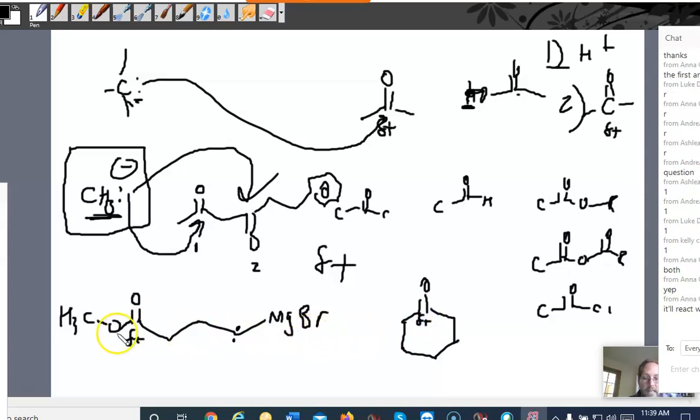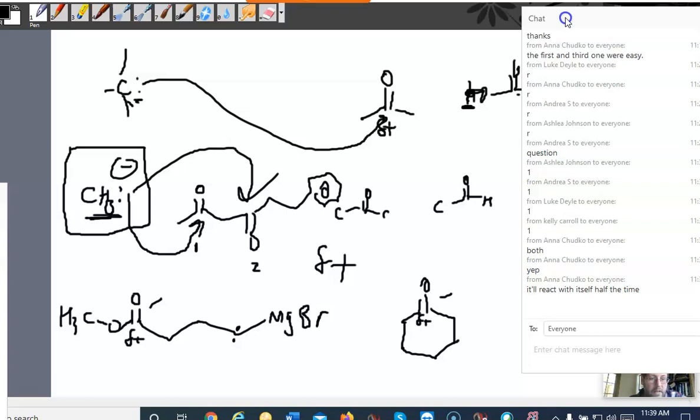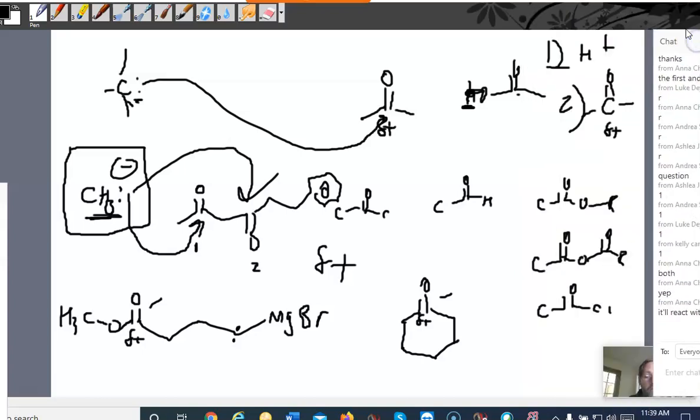So the Grignard technically has a choice. It's not going to discriminate between this carbonyl or that carbonyl. It doesn't care. It's not like it has a brain. It's just going to find anything that has a partial positive. It will react with itself half the time. In fact, they'll probably do it more of the time because this carbonyl is attached onto it. It's right there. This has to find this compound, right?